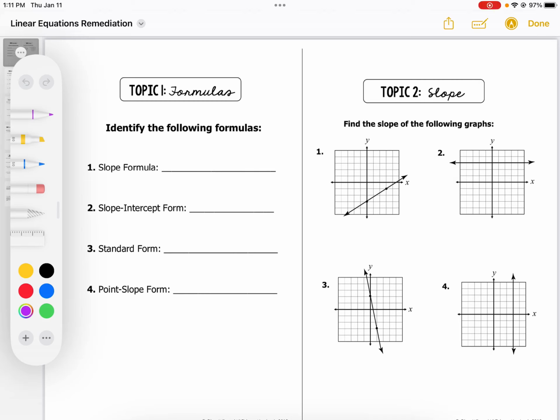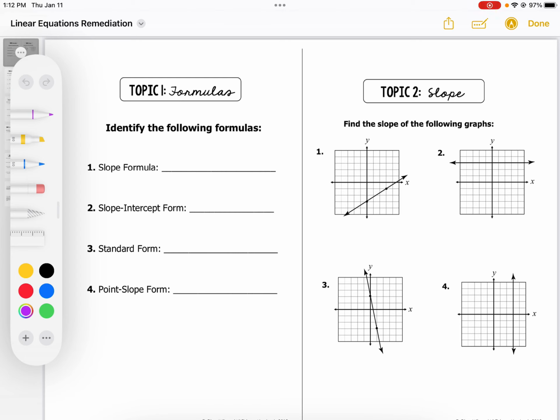Okay, this serves to be our review on linear equations to make sure we're good with all these concepts so that we can do some test corrections for our linear equations test, and so we can totally rock all the questions on the midterm about linear equations.